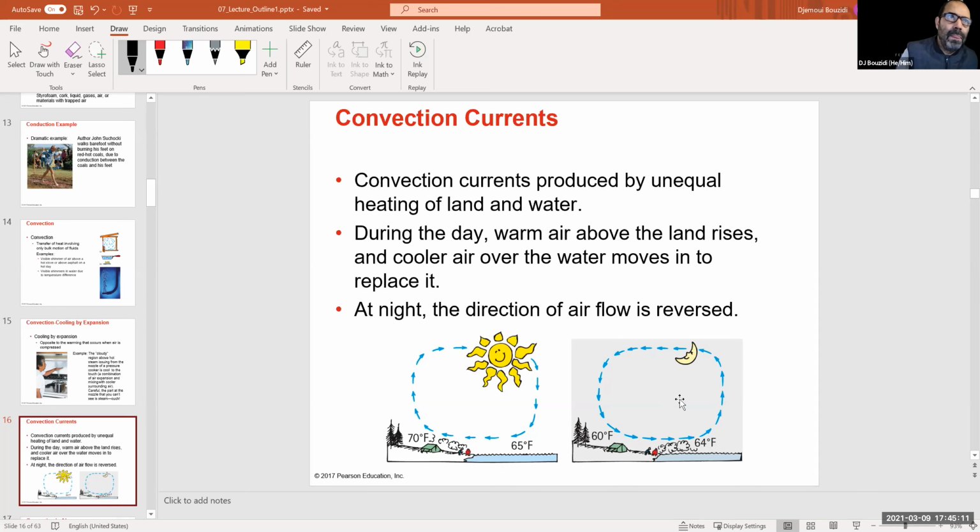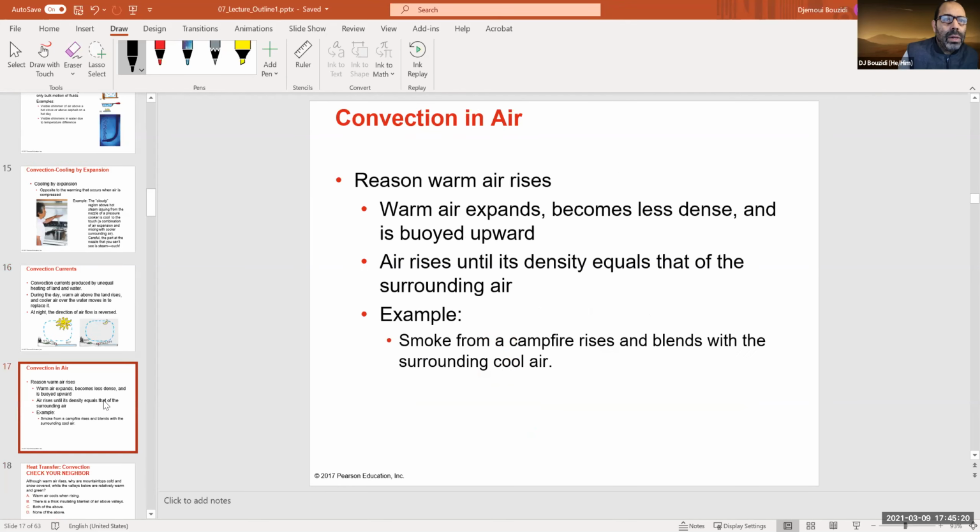Actually, you see bubbles. That's what you're going to see. You will see the bubbles. That is what the boiling is. Again, the reason warm air rises: warm air expands, becomes less dense, and is buoyed because it's less dense, so it's going to rise because of the buoyancy. Air rises until the density equals that of the surrounding, in which case it will rise no more, and then the process reverses, okay?